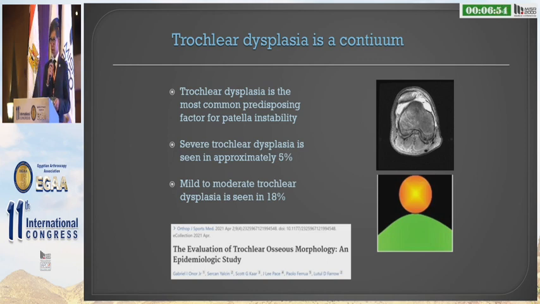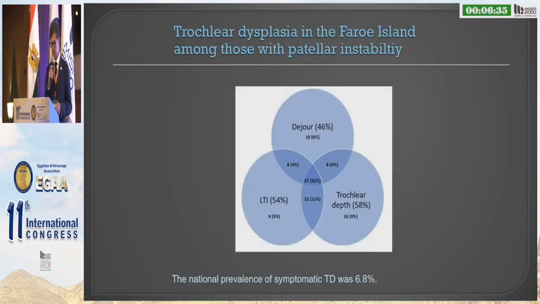According to this study from the US looking at cadavers, they found that there was severe trochlear dysplasia in about 5% of those cadavers, and mild to moderate trochlear dysplasia in 18%, meaning altogether 23% had some degree of trochlear dysplasia.